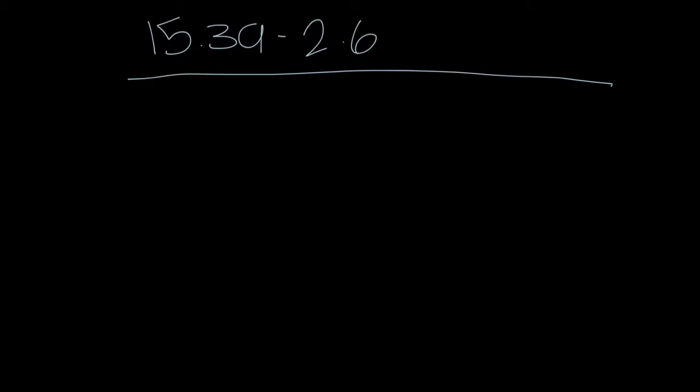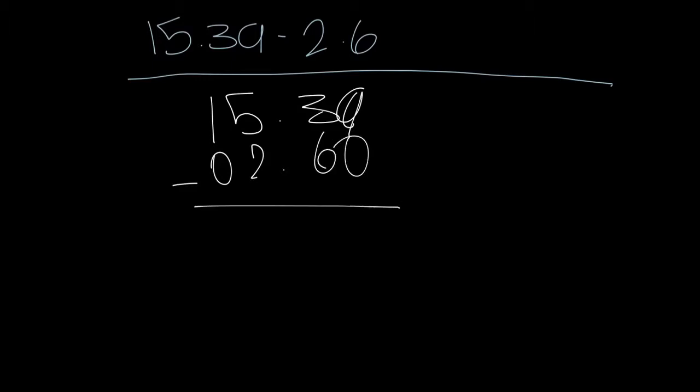To subtract decimals, you always need to line them up just like you would in addition. And you always need to use your zeros as placeholders like you would in addition. And now I will subtract.